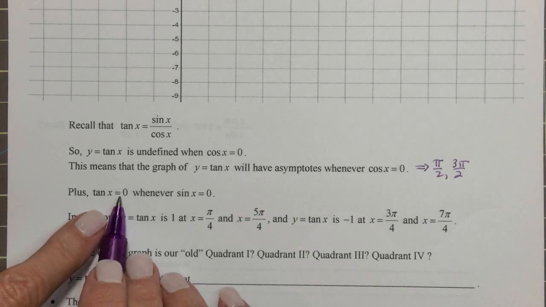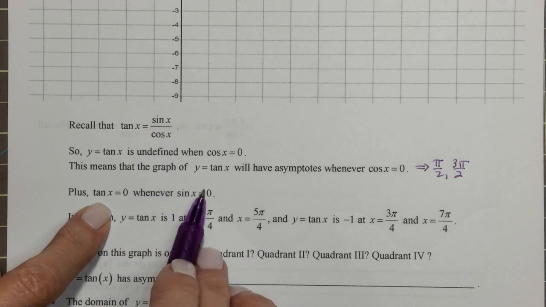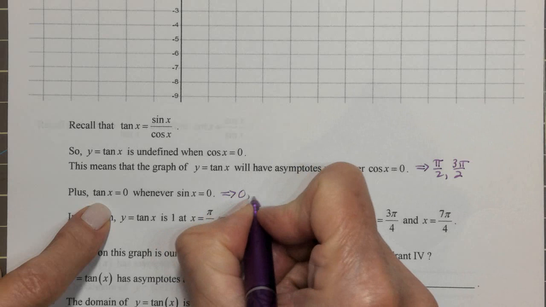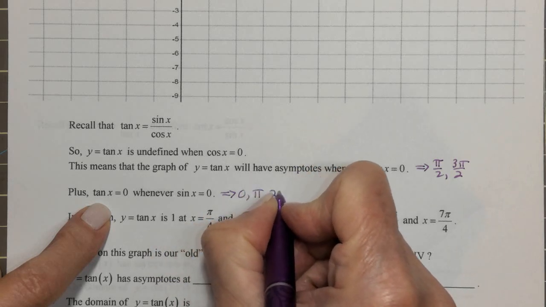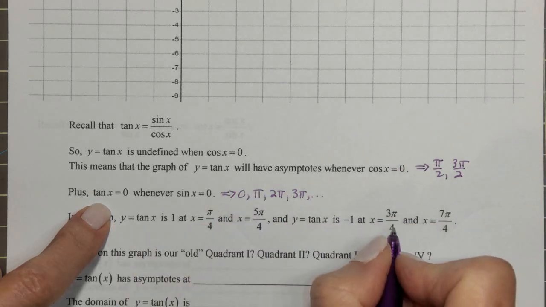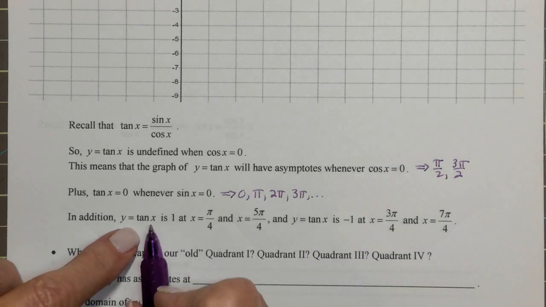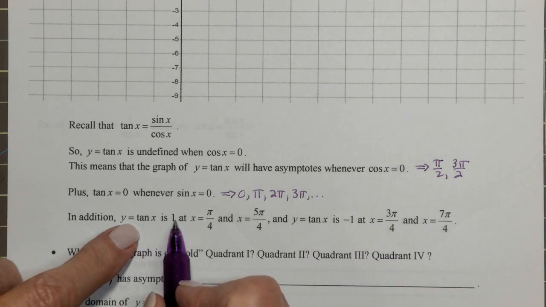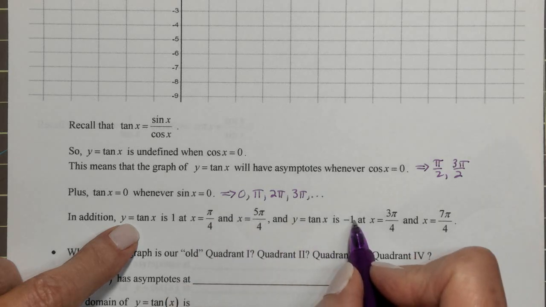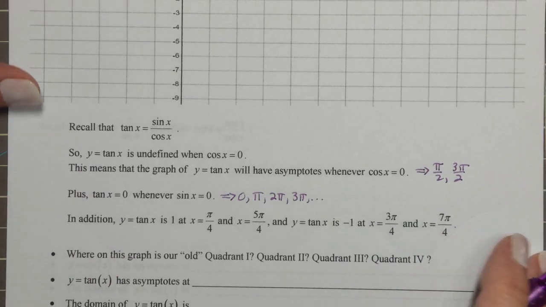Okay. In addition, tangent of x is 0 whenever the numerator is 0, whenever sine is 0. And sine is 0 at 0, pi, 2 pi, 3 pi, etc., and backwards, and the negatives. One more thing, tangent is 1 at pi over 4 and 5 pi over 4. And tangent is -1 in the other quadrants. So let's go draw all these things.